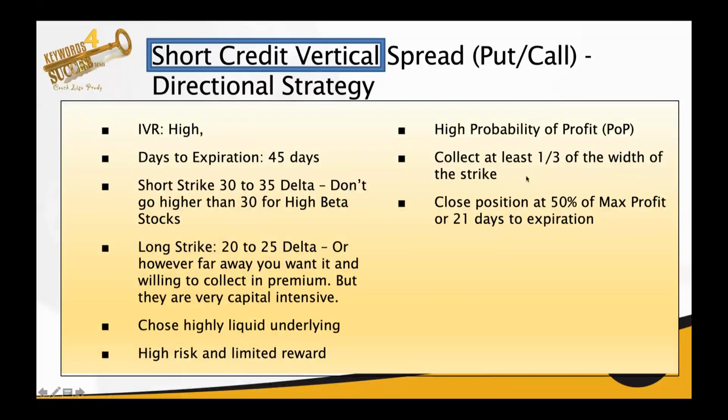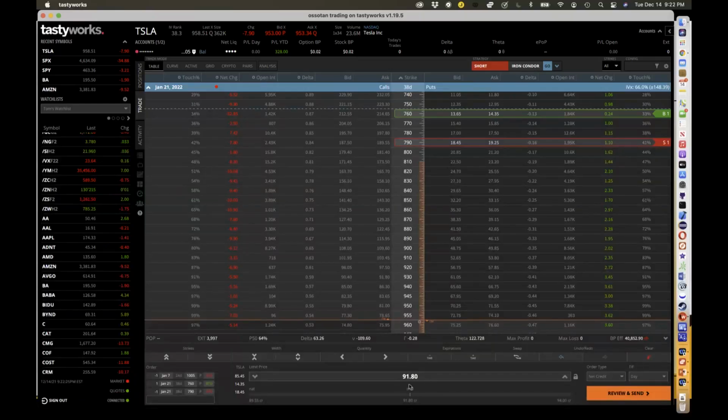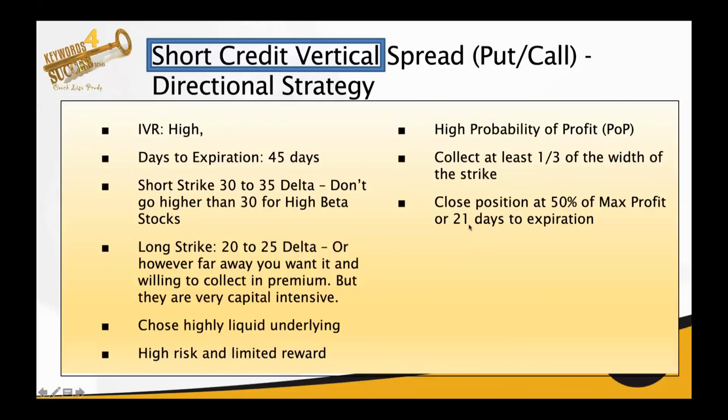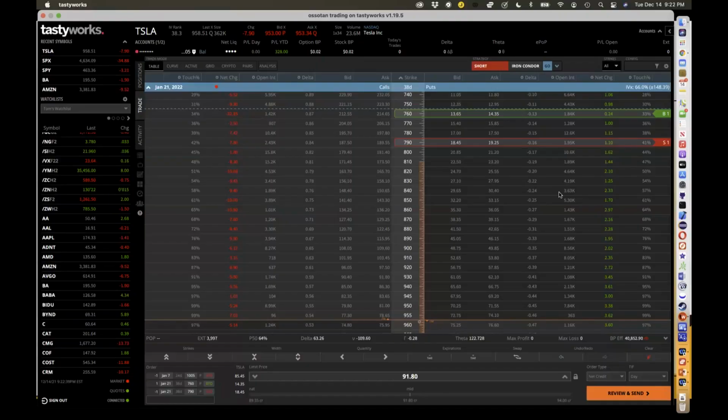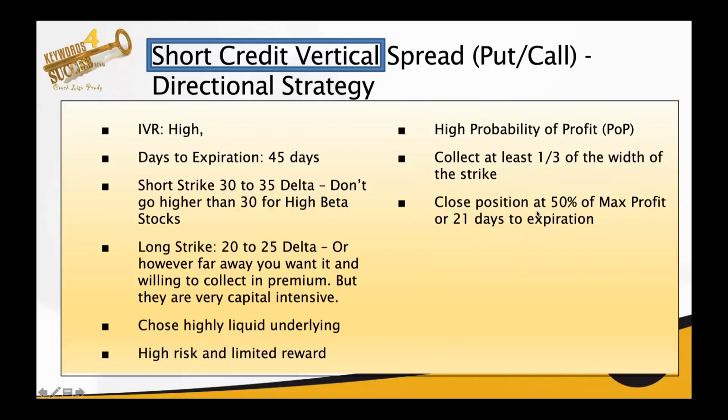And when do you get out? When you've collected half of your max profit. What does that mean? When you open the position, you get this money in your account. After 21 days, or after you earn half of the premium, you buy it back, you pay half back, and you keep half. That's what it's saying here. Never try to go to expiration. It's a bad idea. At 50% max profit, you get out.